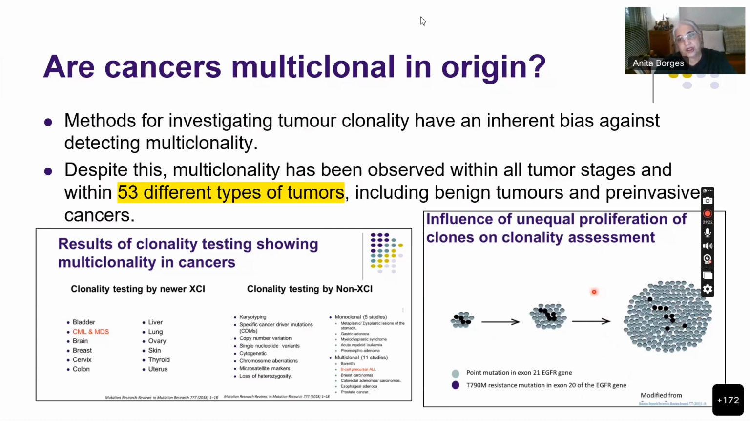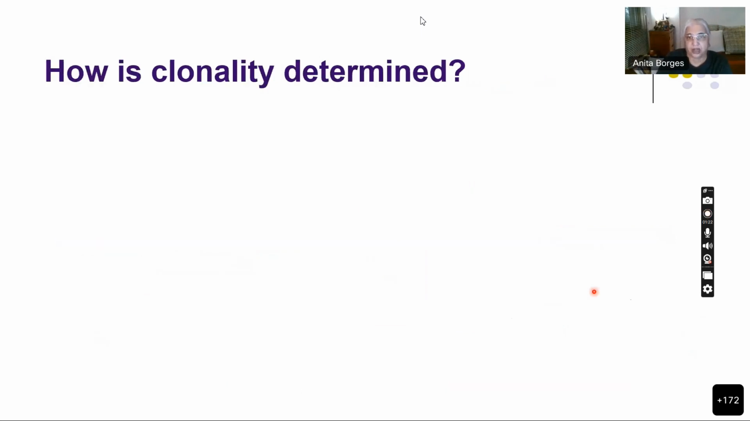So this is fine until something happens, and that targeted therapy you are giving this patient just cuts down the susceptible population, and then this T790M resistance mutation will rear its ugly head. So now tell me, why do we say that tumors are clonal? And the question is simply this: how is clonality actually determined?